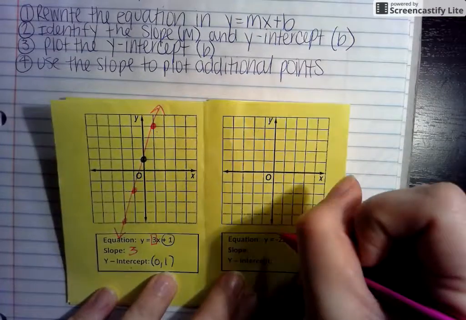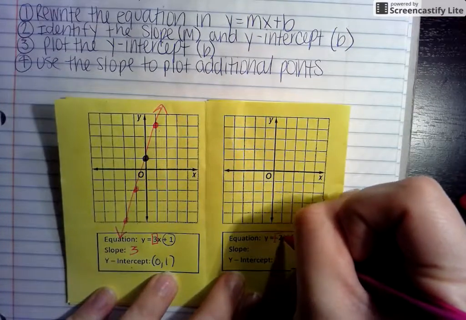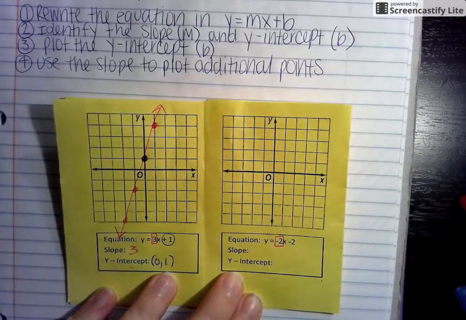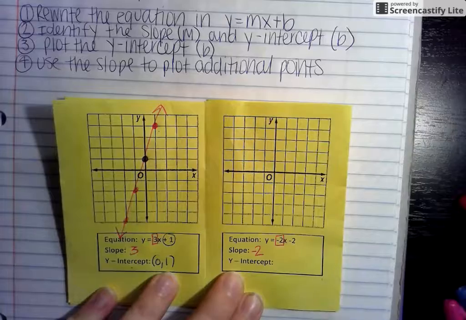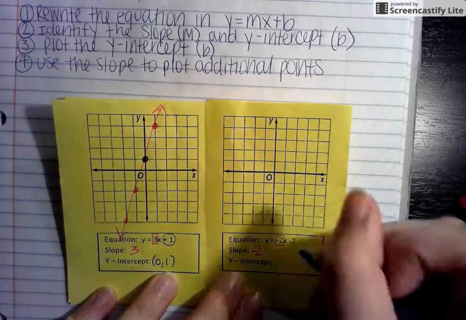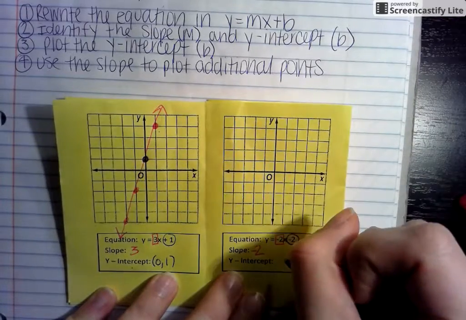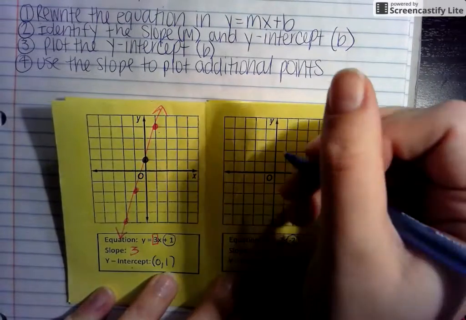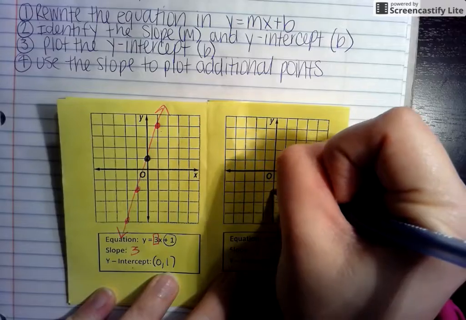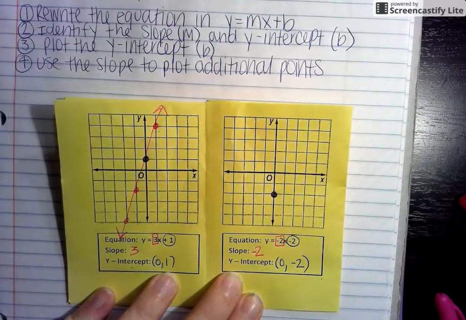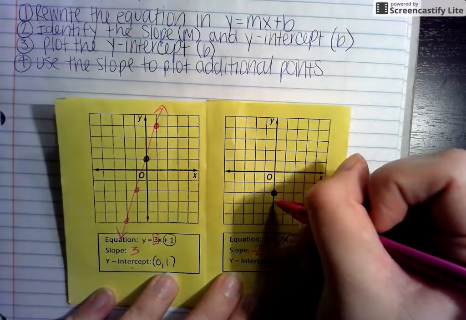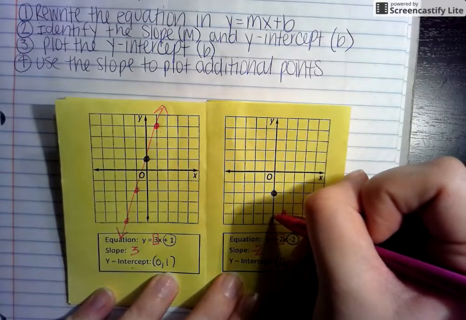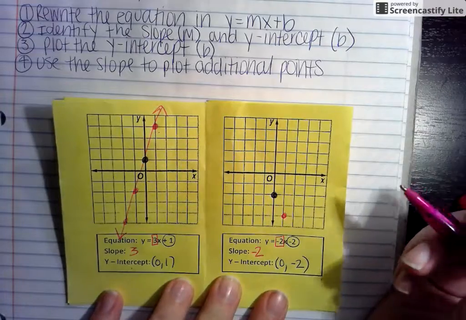My next one, my slope is going to be a negative 2, because my equation is in y equals mx plus b. So I'm going to write negative 2. That means it's a negative 2 over 1. My intercept is that negative 2. So I'm going to write 0, negative 2. So I'm going to start at 0, negative 2. I'm going to go down 2 to the right 1 because I have a negative and a positive, which still would give me a negative.